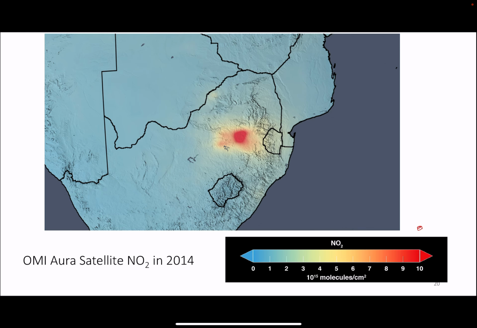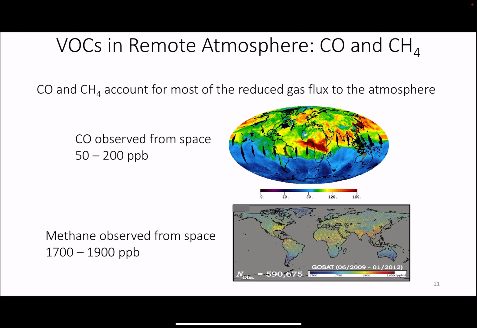Okay, so that's what NOx looks like sort of globally and locally. Let's move on to VOCs. What do they look like in the atmosphere, the other component of this chemistry? So in remote atmospheres, carbon monoxide and methane are the main VOCs present. They account for the large majority of the reduced gas flux to the atmosphere.